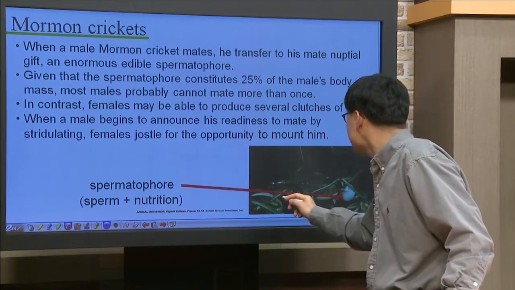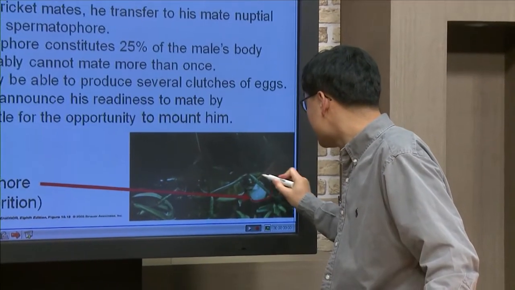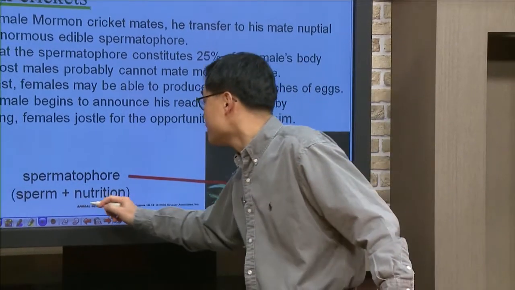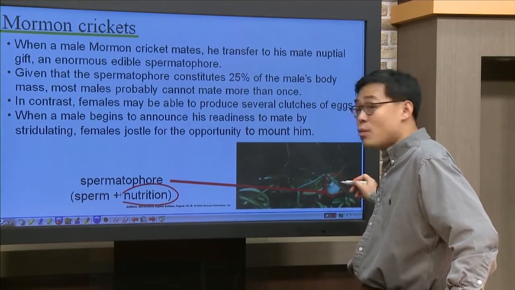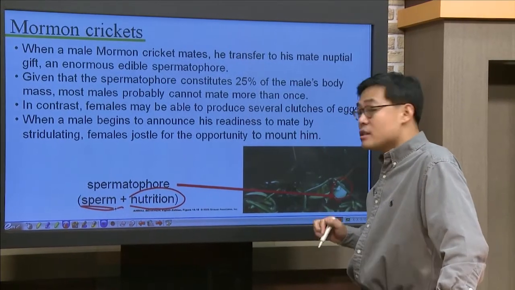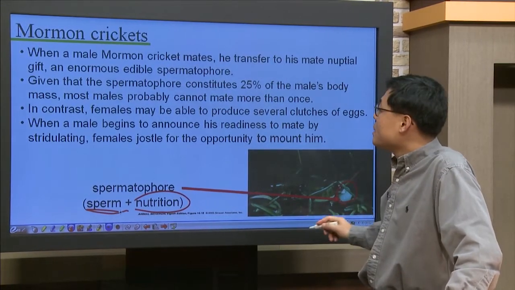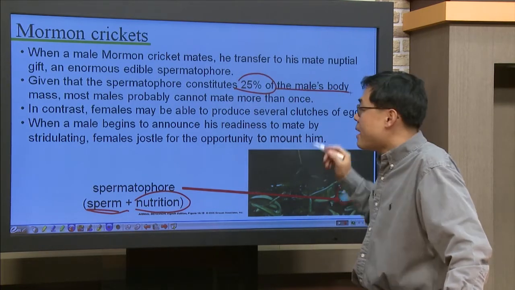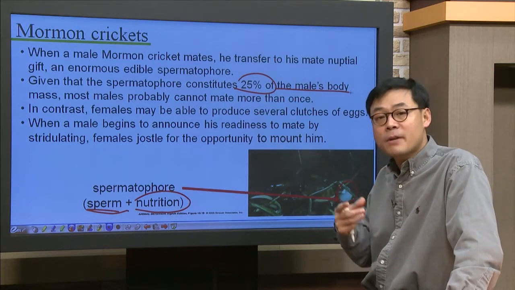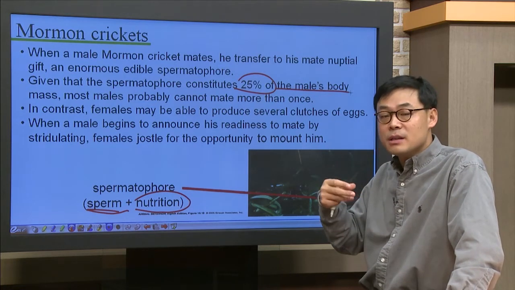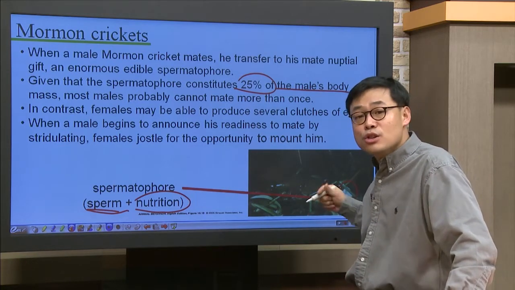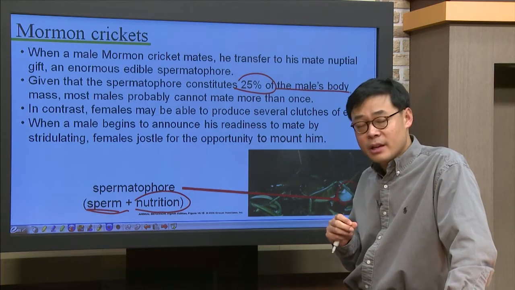In Mormon crickets, can you see this white stuff here? That's called spermatophore, and spermatophore is basically the nutritional stuff. Almost all of this white stuff is the nutrition, and some part of it here has a sperm. This spermatophore sometimes constitutes about 20% of the male's body. So males mate only once. Just think about this spermatophore. It takes up to 25% of the male's body. So once you've given this 25% of your body, you're done. You cannot mate anymore. So this is the huge investment from the male side in Mormon crickets.